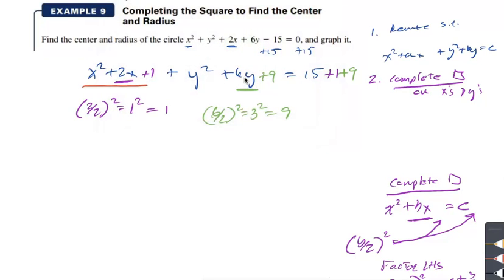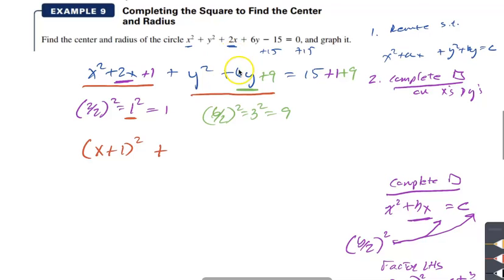this x group there should factor perfectly, and this y group should factor perfectly. It's always the thing before you square it. This is going to be x plus the thing before I square it, 1, squared. Right? x plus 1 squared is x squared plus 2x plus 1. That's the point of completing the square. It makes it happen like that.